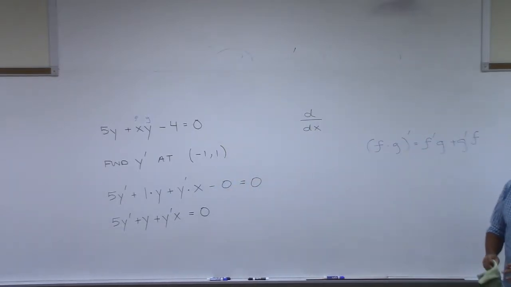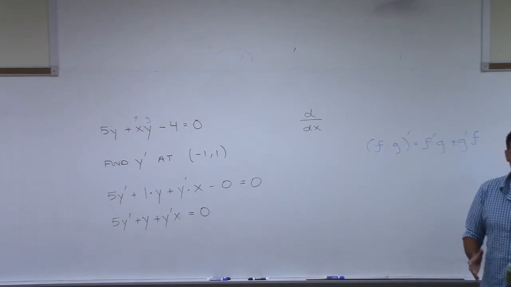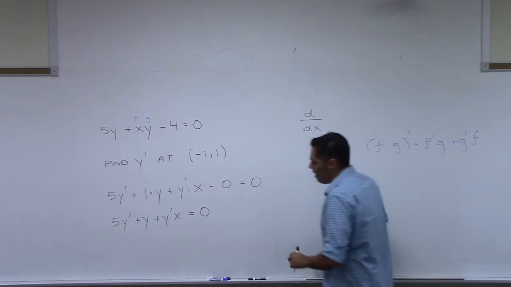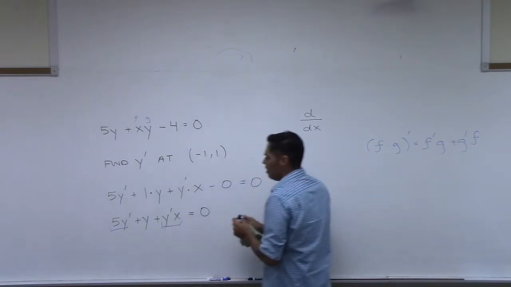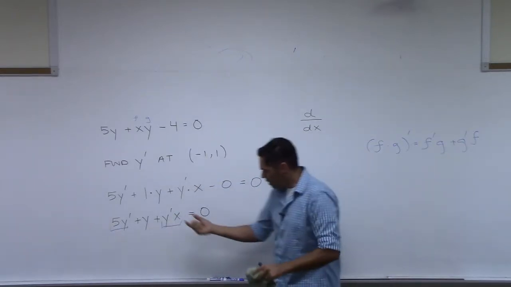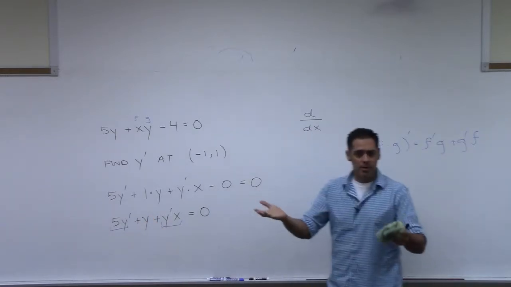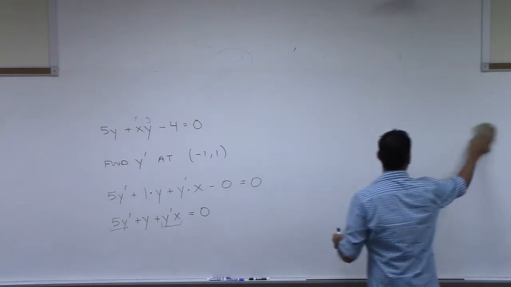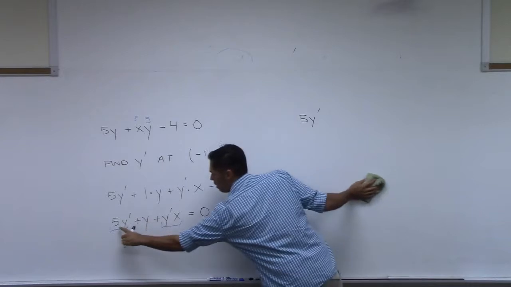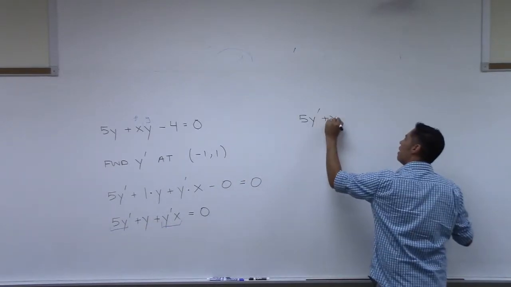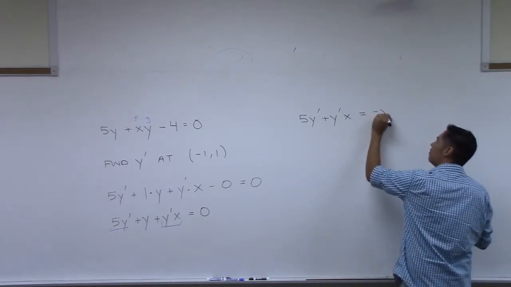Can anybody explain to me what the next goal would be? Get y prime by itself, right? Get y prime by itself. And so we have a y prime in this term. We have a y prime in this term. So I'm going to get the y that doesn't have a y prime and move it to the other side. And that means subtract it on both sides. And when I do that, I'll be left with the 5y prime that was here. I'll be left with this right here, plus y prime x. And then equals what? Negative y, because it moved to the other side.